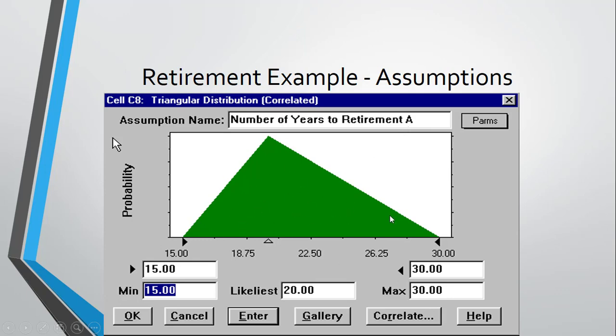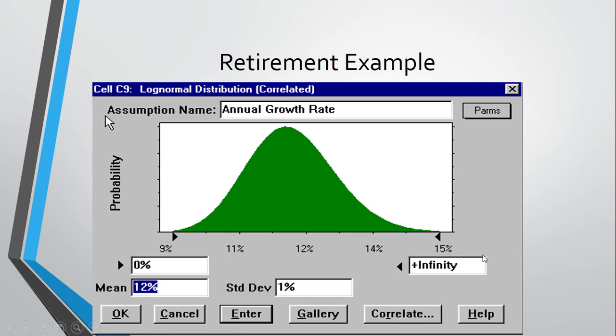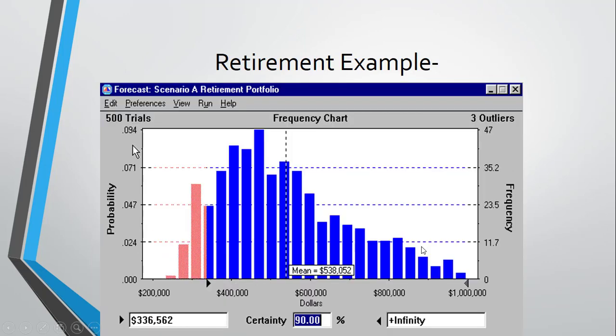You factor that into your calculation. And then the annual growth rate, as I said, it could be as high as 15% if you're lucky, and it could be 9% if you're not so lucky. It could have a bell-curved lognormal. This is actually a lognormal distribution of the growth rate. You can choose that as part of your retirement example.